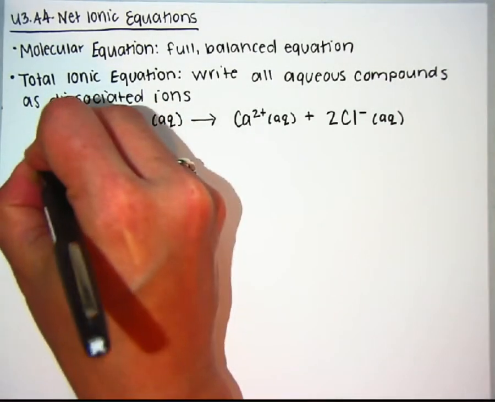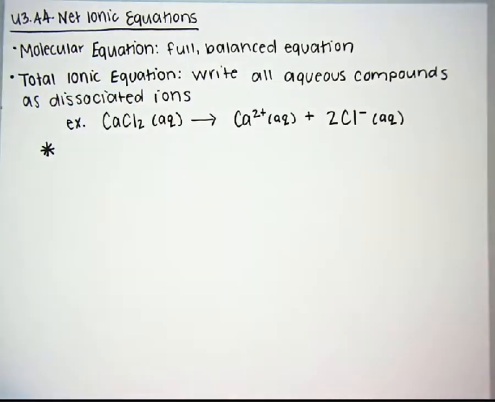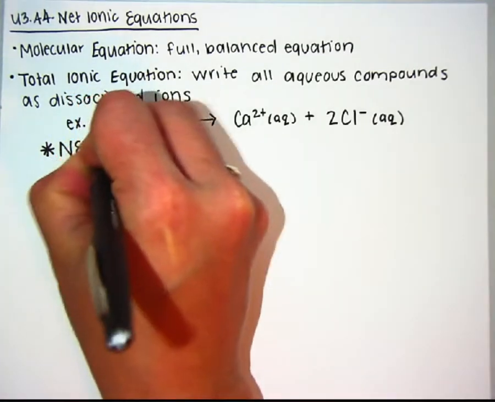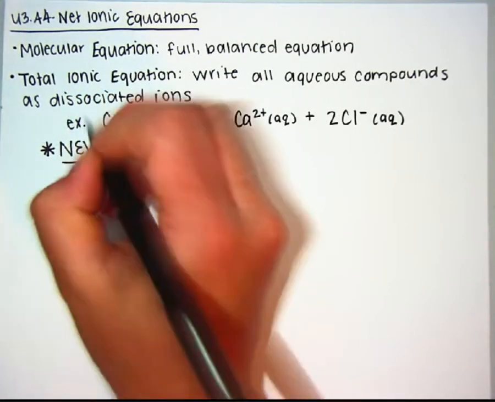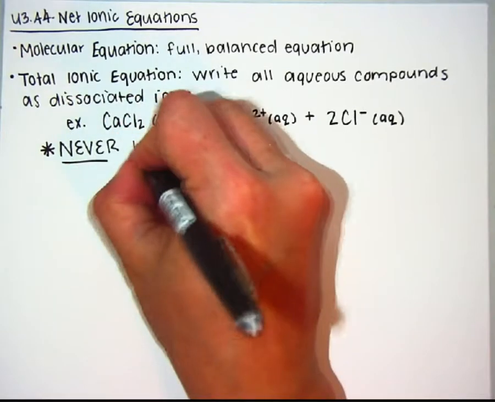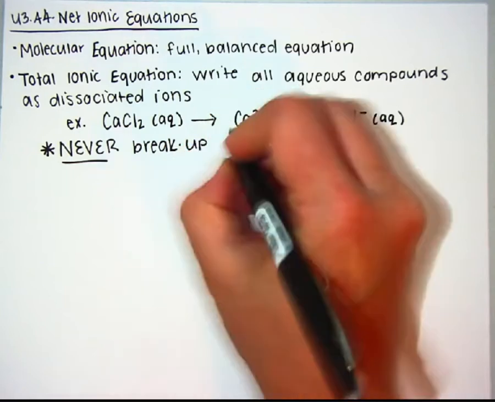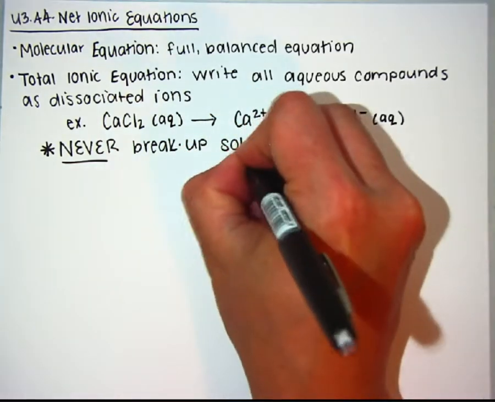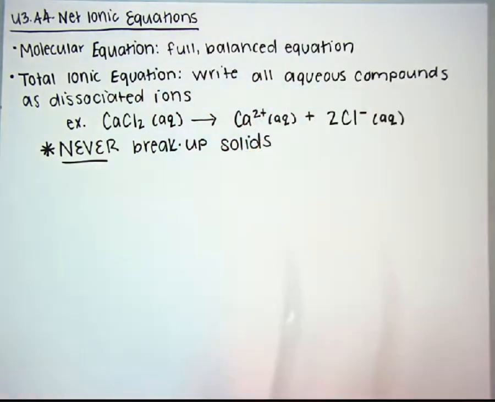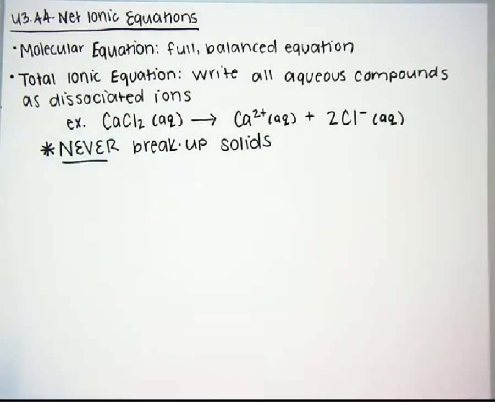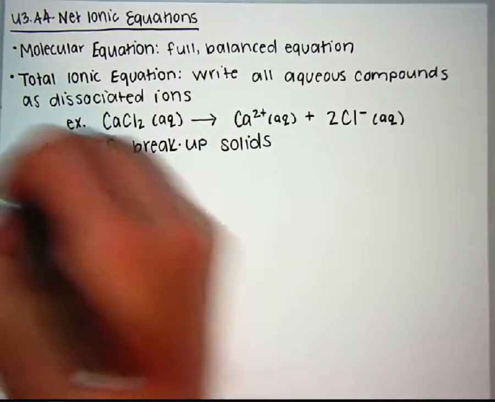One thing that's really important when we are writing our total ionic equation is that you never break up solids. So if you have a compound that is insoluble, you are not going to dissociate it, you're not going to break it up into its individual ions.